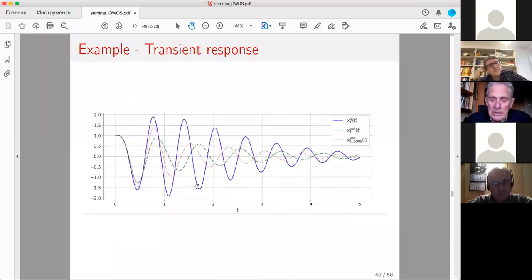And for this case, for instance, if you look at the transient response, that is the output, we see that without control, it is pretty oscillating, and for LQR and for this two-parameter approach, the transient response is more or less similar.